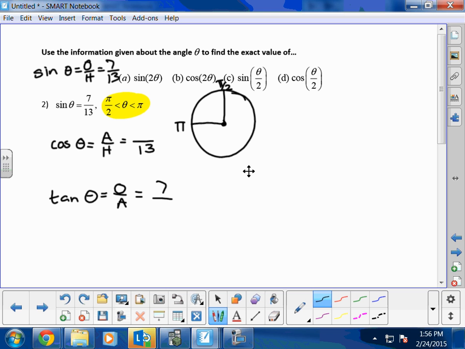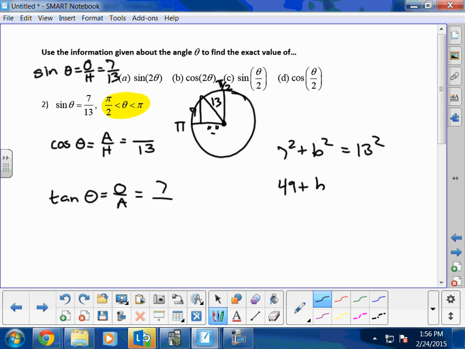Now there is something important we've got to keep in mind, that when you draw this, this is going to be 7, this is going to be 13. Whatever value goes in here needs to be a negative. Okay, so let's go ahead and find out what goes there. Leg squared plus leg squared is equal to hypotenuse squared.